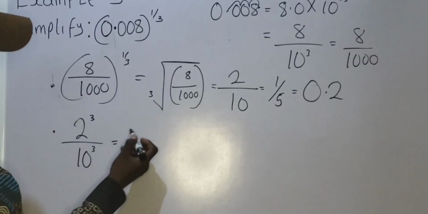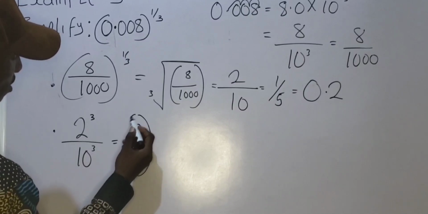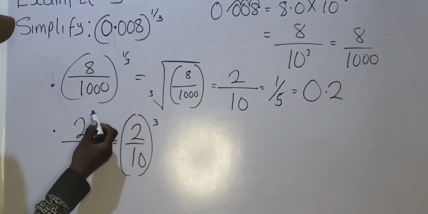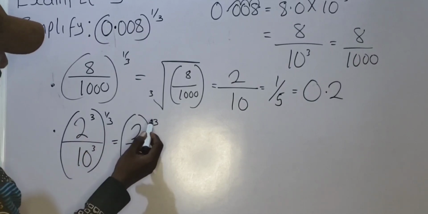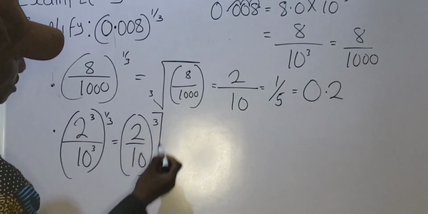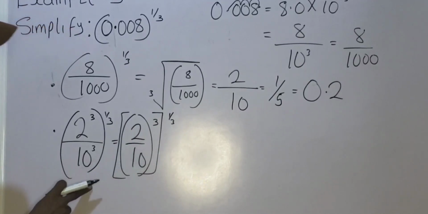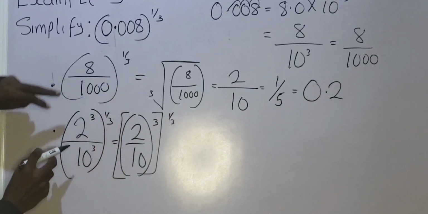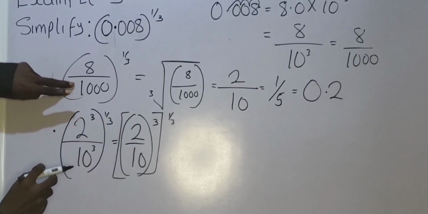So this can be written as 2 over 10 raised to the power of 3. Oh, sorry. We have to put this, that is 1 over 3, all in bracket, raised to 1 over 3. Do you understand? That is, I have to put the exponent. I only change what is in this bracket.